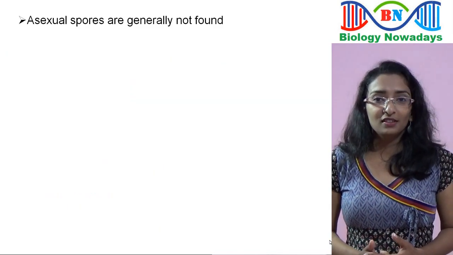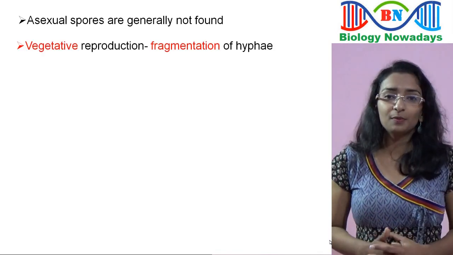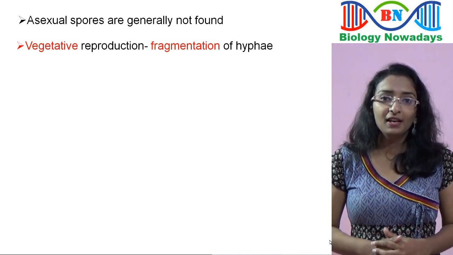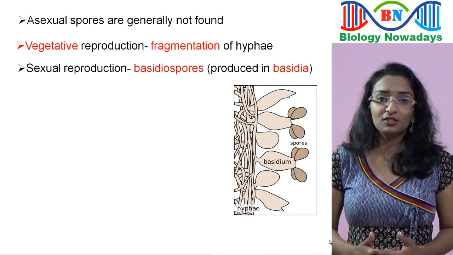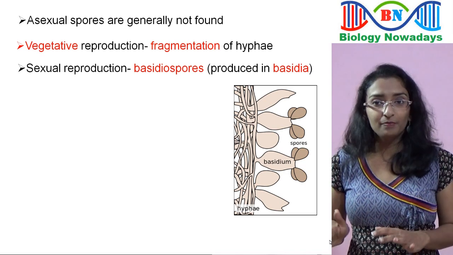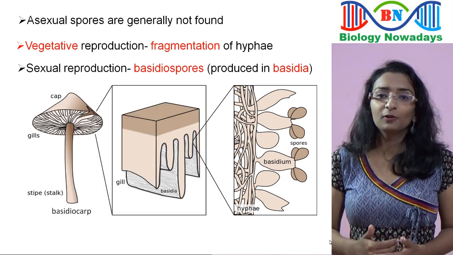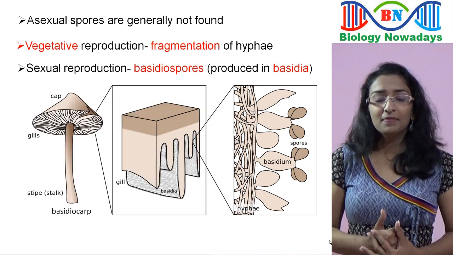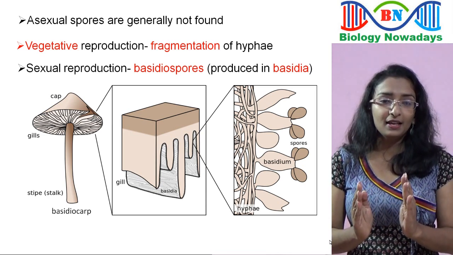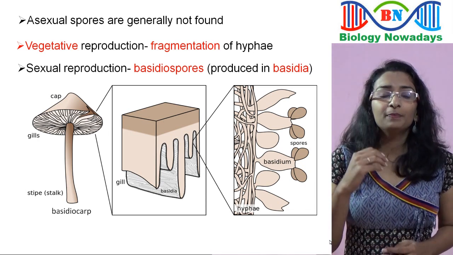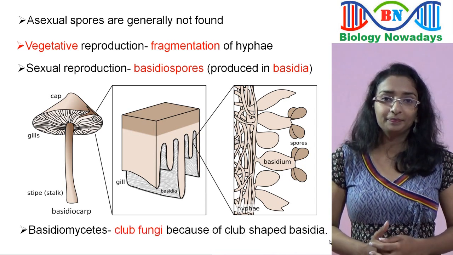Asexual spores are not generally found in Basidiomycetes. Other than sexual reproduction, they show vegetative reproduction by fragmentation of hyphae. In the sexual reproduction of Basidiomycetes, basidiospores are produced in spore-bearing structures called basidia. The singular form of basidia is basidium. Basidia are arranged in the gills of the basidiocarps, the fruiting bodies. Basidia are club-shaped. Definition for a club shape is narrow at the base and broader at the tip. Because of the presence of club-shaped basidia, members of Basidiomycetes are called club fungi.